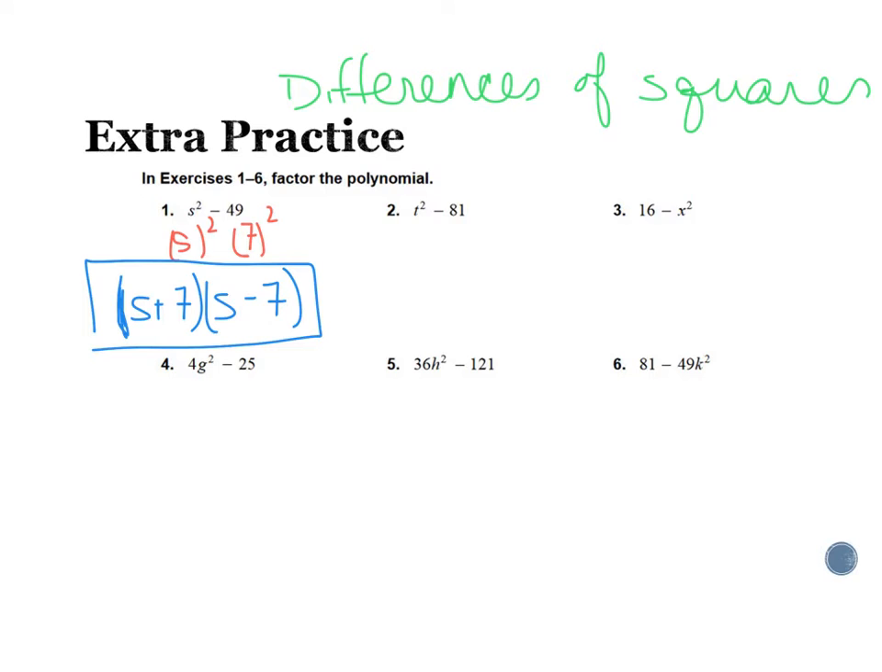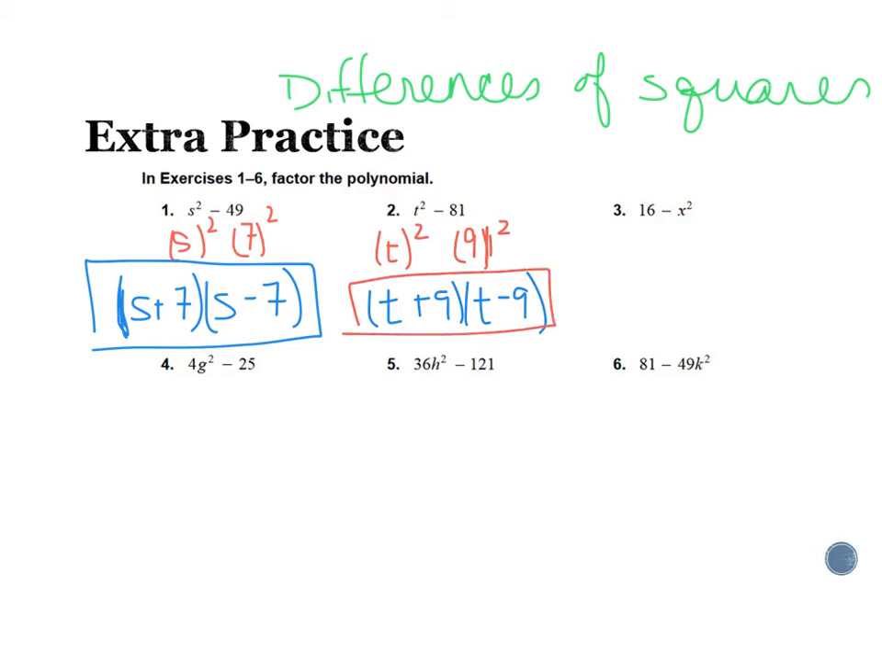So when you're doing these, you just want to check, is your first term something squared? In this case it's t. Is your second term something squared? In this case it's a 9. And then it just factors into t plus 9 and t minus 9, so that if you were to multiply them together, those middle terms will cancel because they're your conjugates.